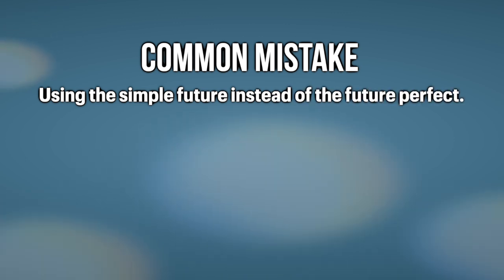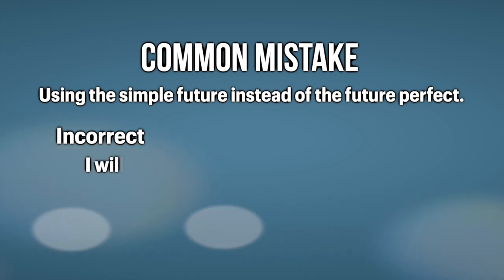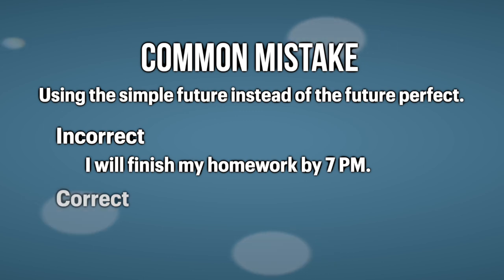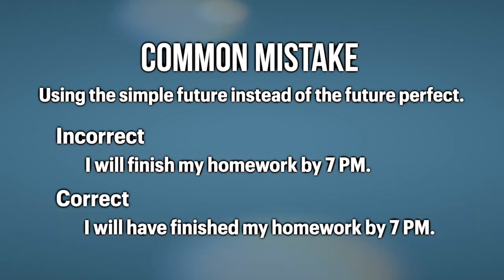The future perfect tense can also be tricky. The future perfect is used for actions that will be completed before a specific time in the future. For example, I will have finished my homework by 7 p.m. A common mistake is using the simple future instead of the future perfect. This is incorrect: I will finish my homework by 7 p.m. This is correct: I will have finished my homework by 7 p.m.